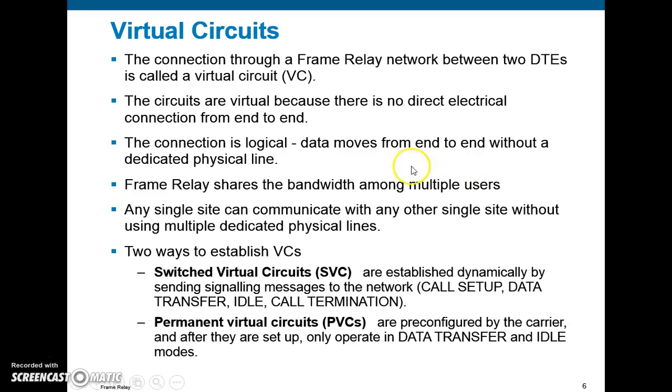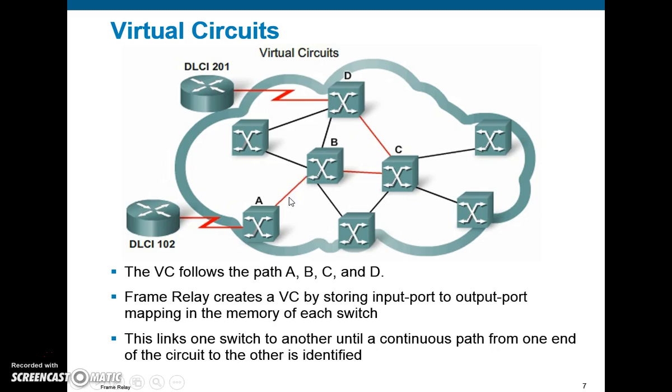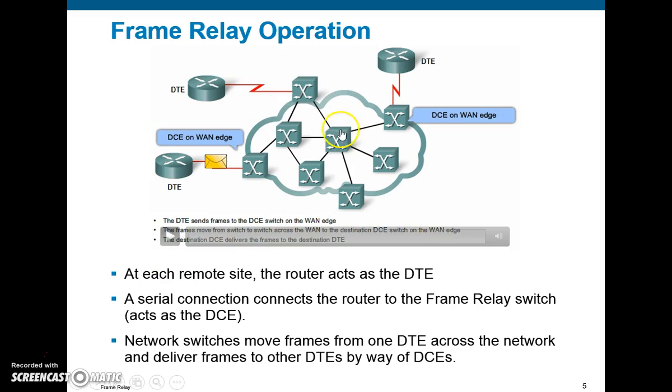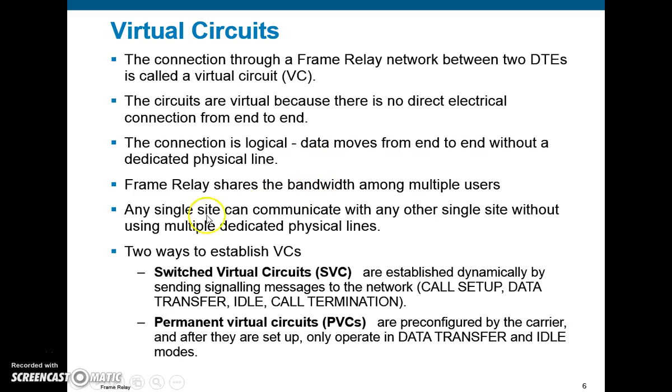The Frame Relay circuit is a shared bandwidth between multiple users. So different DTEs or different companies use the same cloud, and any site can communicate with any other site without using a dedicated physical line. Which is why the cost is cheaper compared to leased line: shared bandwidth and no need for a dedicated physical line.